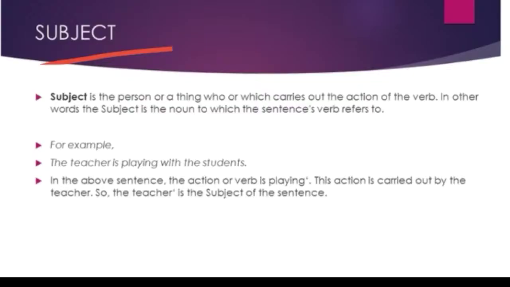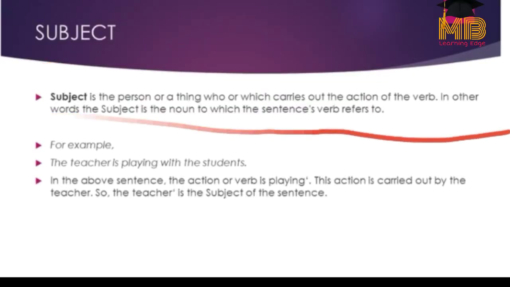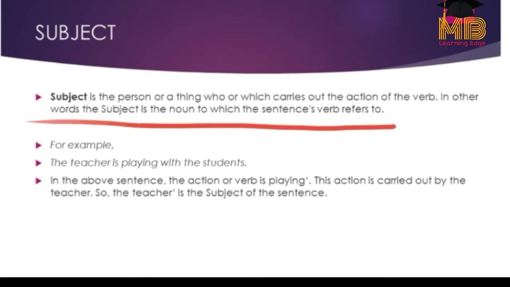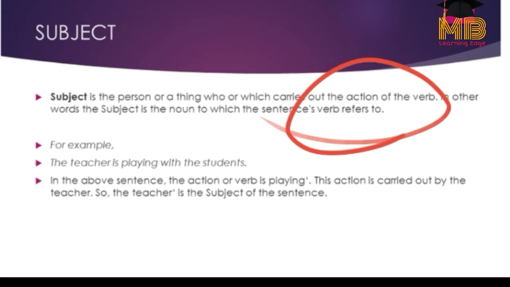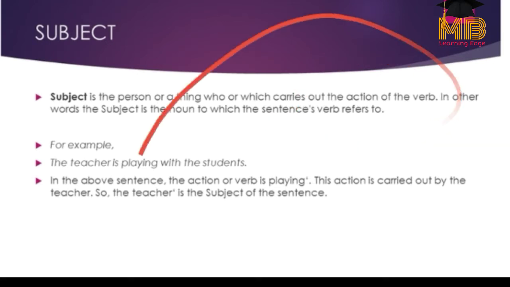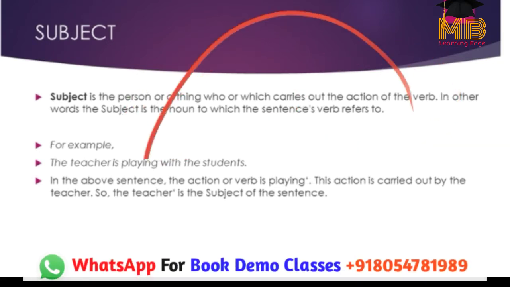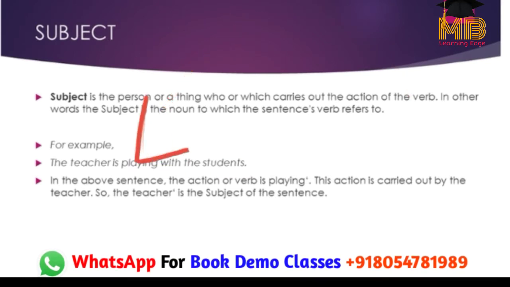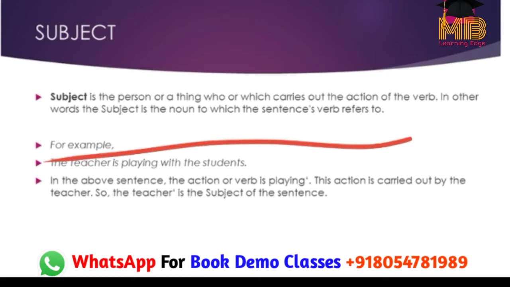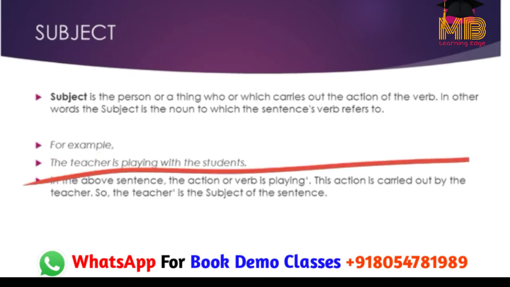So let's start with subject. Subject is the person or the thing who or which carries out the action of the verb, right? In other words, subject is a noun which the sentence's verb refers to. The sentence will have a verb, and the verb is going to refer to some noun, and that noun is your subject. It will be very evident from the example, like the teacher is playing with the students, right?